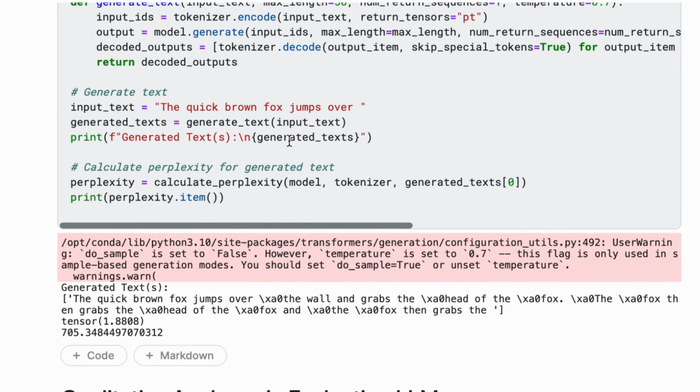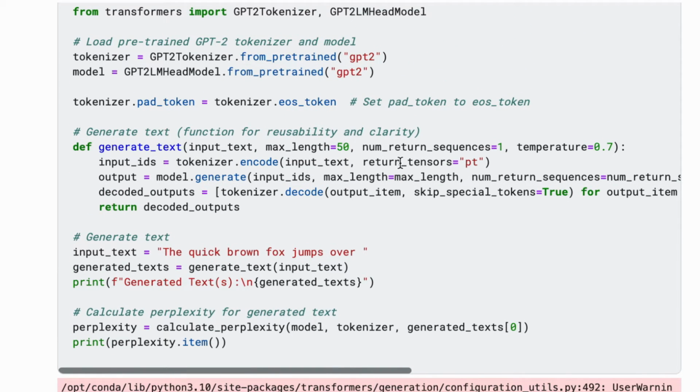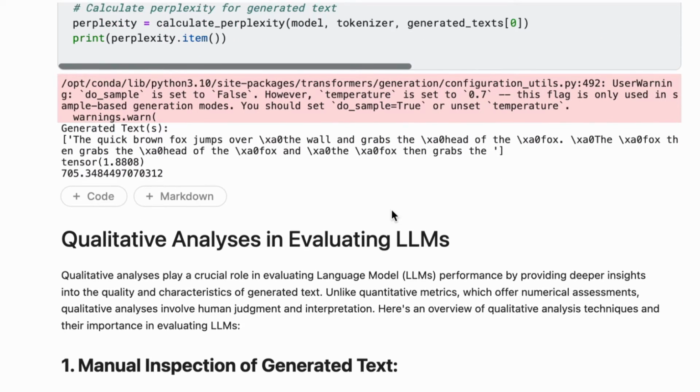Okay, I give it a text and ask it to complete it, and on the basis of that, it generates a perplexity of 705 as well. That means there are 705 possible combinations to generate each word in this series, and the maximum length of that is already given here. Okay.